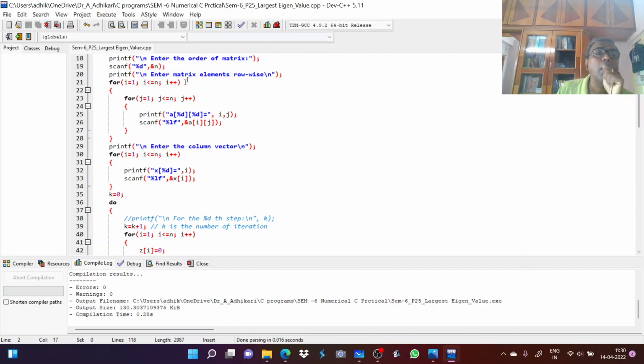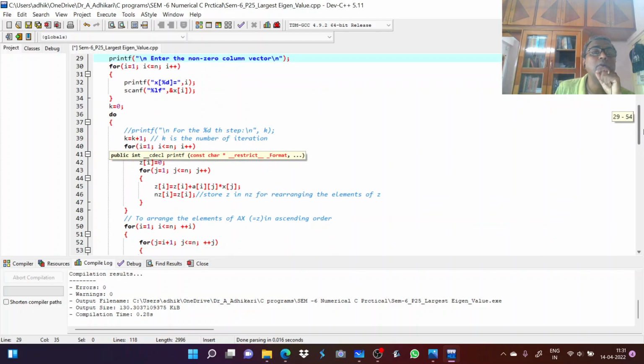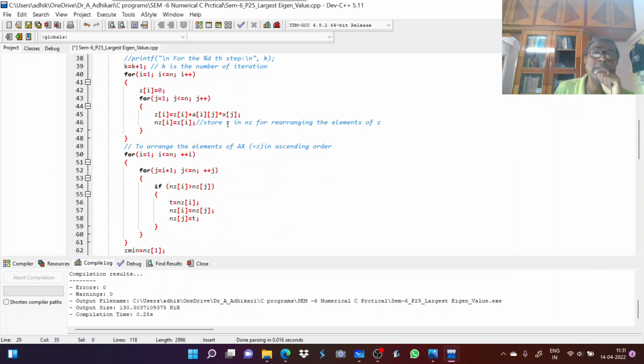First we read the matrix. For i equal to 1 to n, j equal to 1 to n, that means we read the matrix row-wise. Then we enter the column vector, that is u0, 1 1 1 1 or 1 0 0 0, any non-zero column vector of the same order. This is the non-zero column vector, the size n, and we print the iteration for this stored z in nz, rearranging the elements. We calculate this.